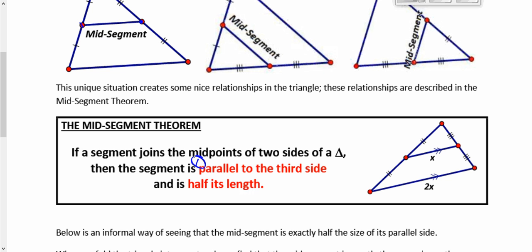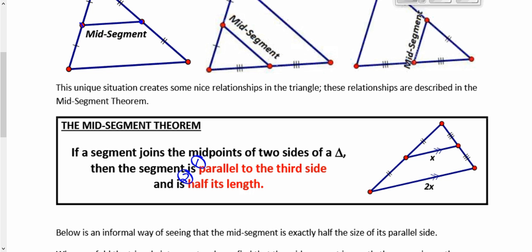You got to know 2 things. And the second thing is that the mid-segment is half the length of the third side. Okay? So what are the 2 things you know if you have a triangle mid-segment? Parallel to the third side, and half its length. Now, instead of saying the mid-segment's half the length of the third side, how else could you state that, like from the other point of view?